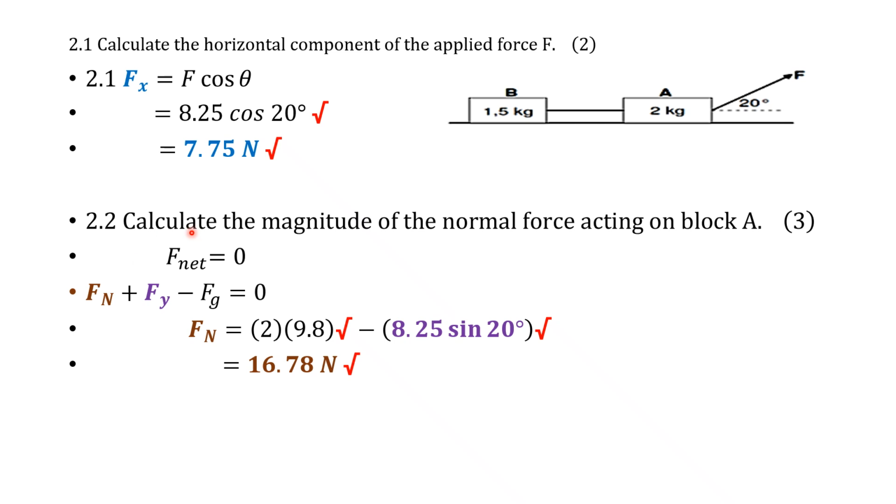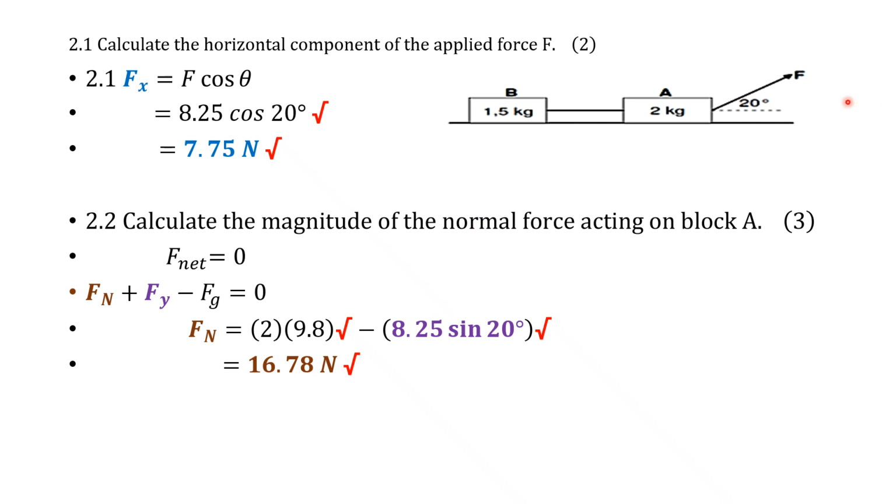2.2, calculate the magnitude of the normal force acting on block A, for 3 marks. So my net force is equal to 0, constant velocity. Net forces are balanced, so F net equals 0. Forces acting on block A: I have my force of gravity pulling down, normal force preventing it going through the surface, but at the same time I also have a Y component of my applied force. So normal force plus the Y force minus force of gravity equals 0. Don't get caught out with this.